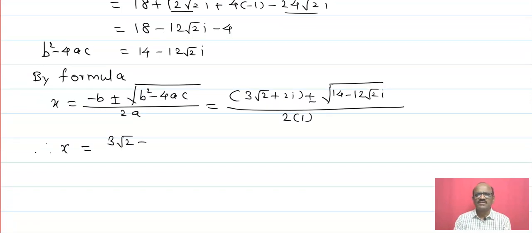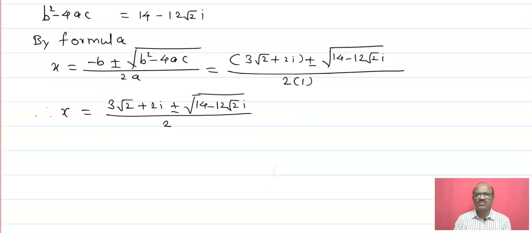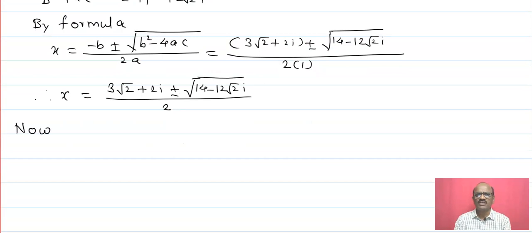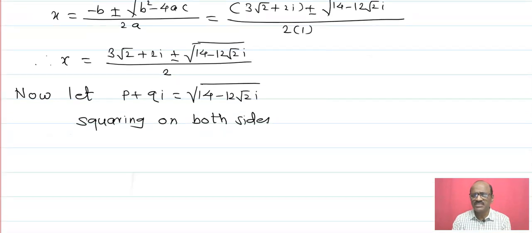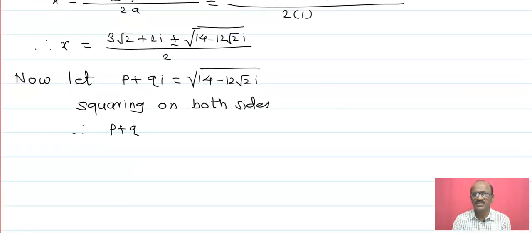Therefore, x is equal to (3 root 2 plus 2i) plus or minus root of 14 minus 12 root 2 i. Now again, our job is to find out the square root of 14 minus 12 root 2 i. Now suppose it is of the form, because x is repeated here, now I am changing to p and q, therefore p plus qi is equal to root of 14 minus 12 root 2 i. Squaring on both sides, then you will get (p plus qi) whole square is equal to 14 minus 12 root 2 i.